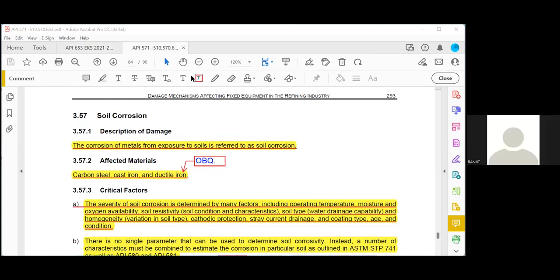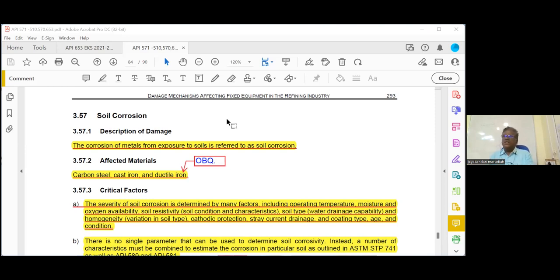Now, what is soil corrosion? Soil corrosion happens to anything which is buried. For example, underground piping and the storage tank which is touching the soil. Okay, we will have this problem. Soil corrosion is due to the moisture and the salt content of the soil. So you know that seashore soil is highly corrosive.